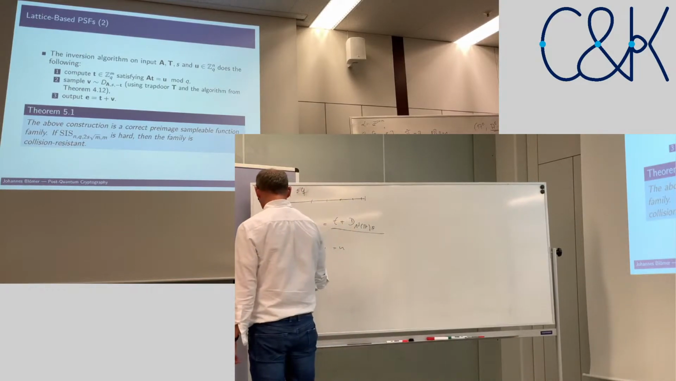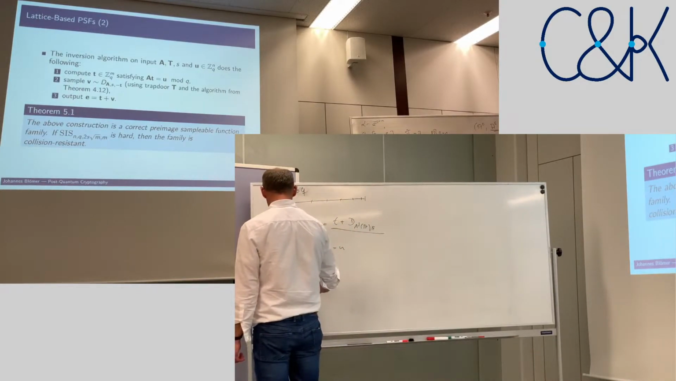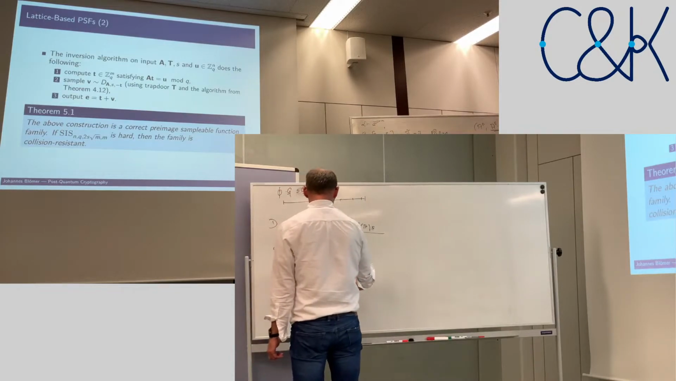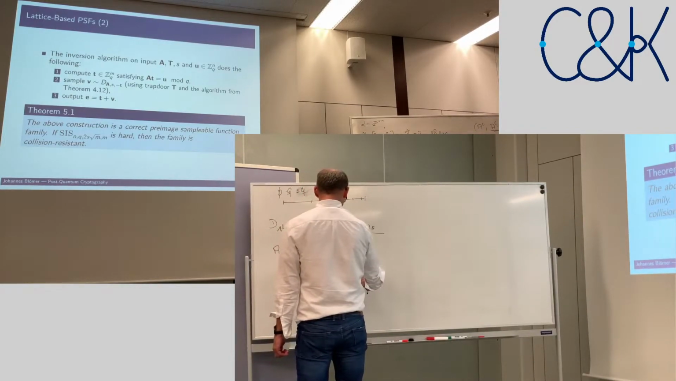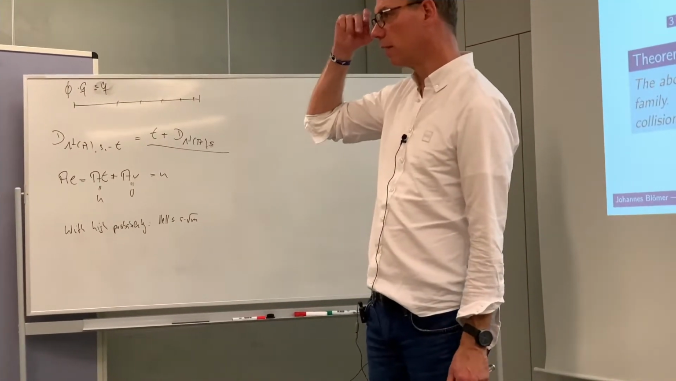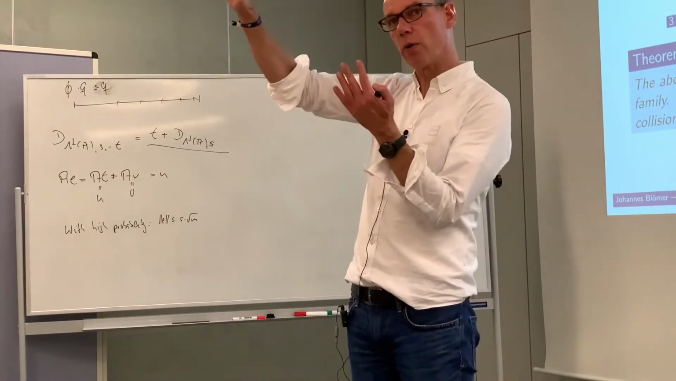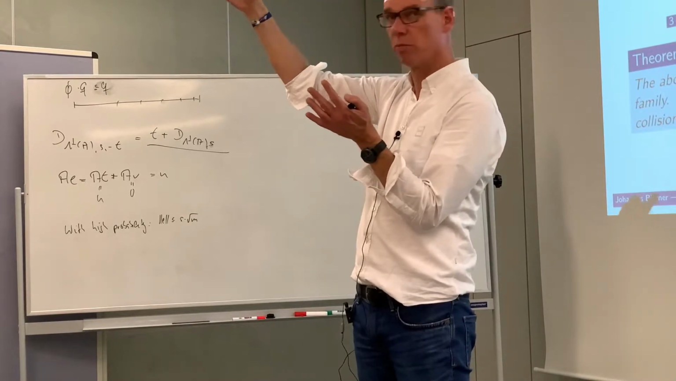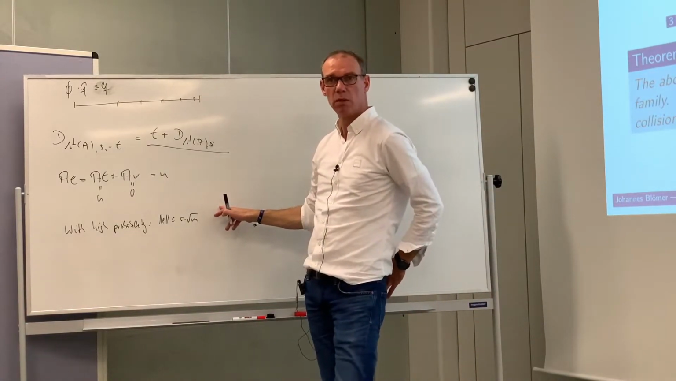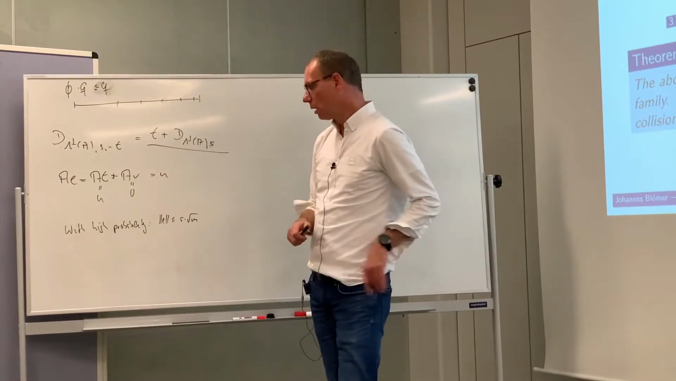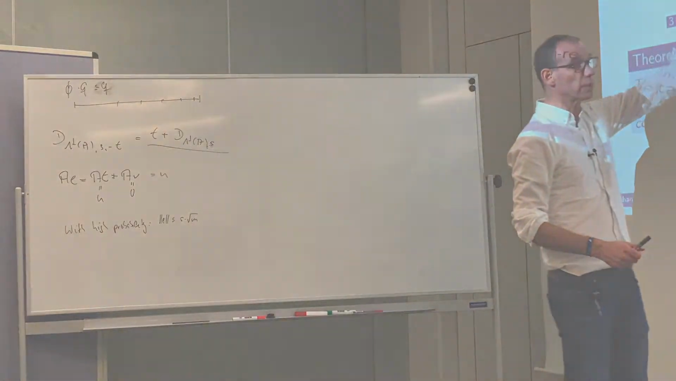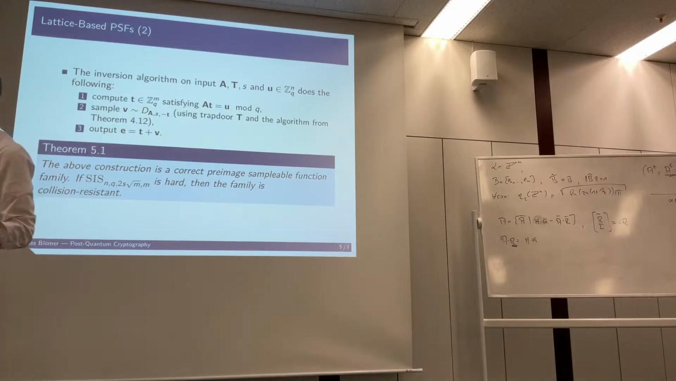And in fact, with high probability, e is of length at most s times square root of m. Here I use my lemmas, that if I go square root n or square root m times the dimension above s, then this happens with probability 2 to the minus m. Ignore it, doesn't happen. Okay? And that this is short is because of this construction here.